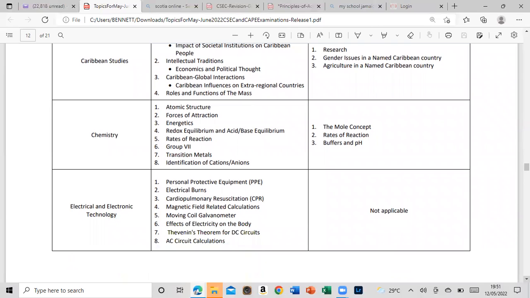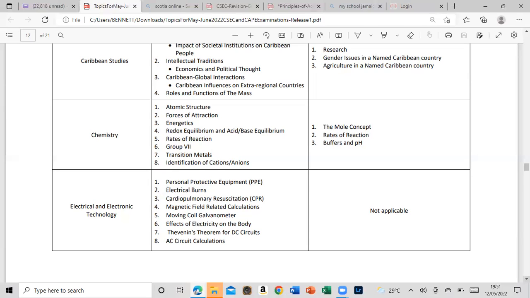All right, so let's look at electrical and electronic technology: personal protective equipment, which is PPE, electrical burns. Lord Jesus, please don't kill yourself, people. So don't go out there. Cardiopulmonary resuscitation, CPR, magnetic field related calculations, moving coil galvanometer, effects of electricity on the body. Oh God, I don't want to know that. I don't want to know the effects, trust me.